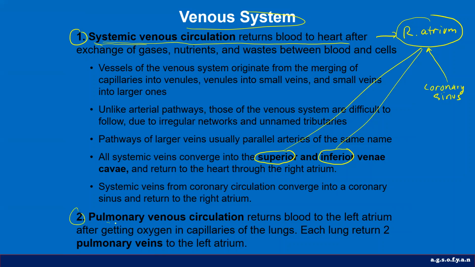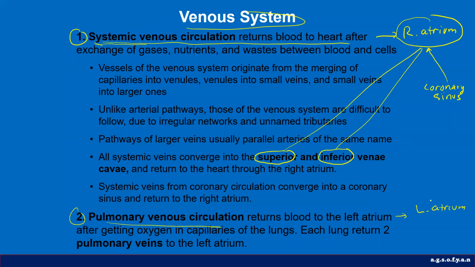The pulmonary venous circulation, this is the one that enters into the left atrium. So it returns blood into the left atrium, and all of it comes from the lungs.